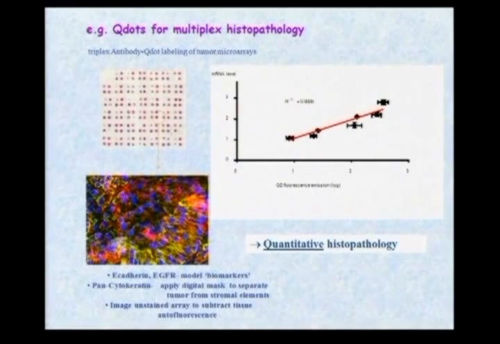This is a study which we did to see whether quantum dots will be useful for multiplex histopathology. Fluorescence histology is very seldom used in clinical practice, although it's starting to be. And one of the problems has always been that the pathologist says, I don't like to use fluorescence because I can never rely on seeing the signal properly.